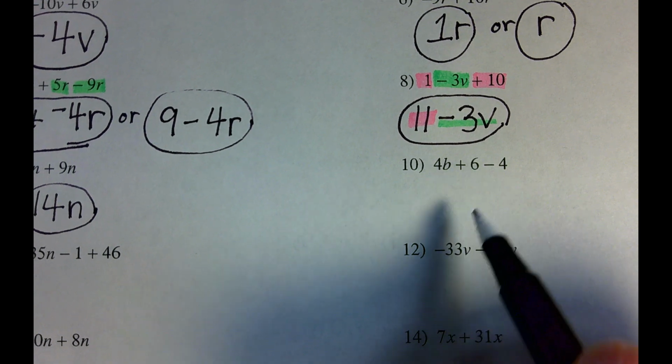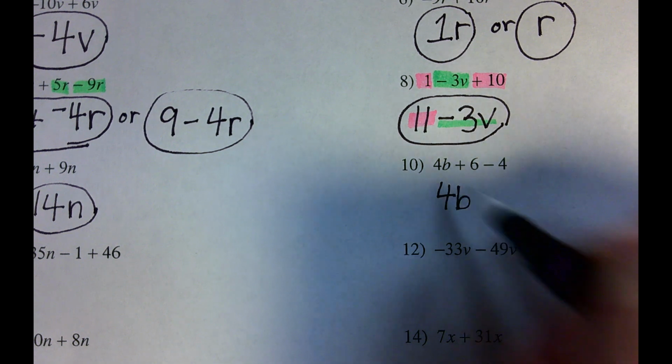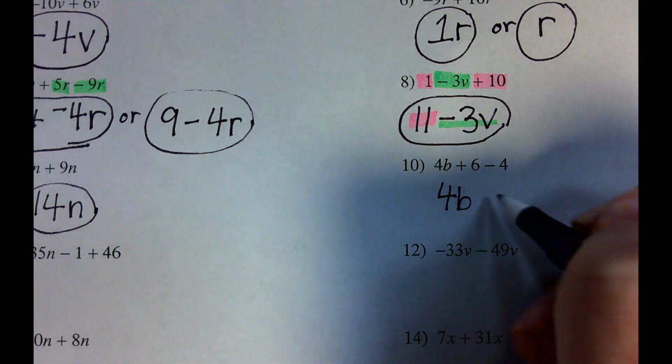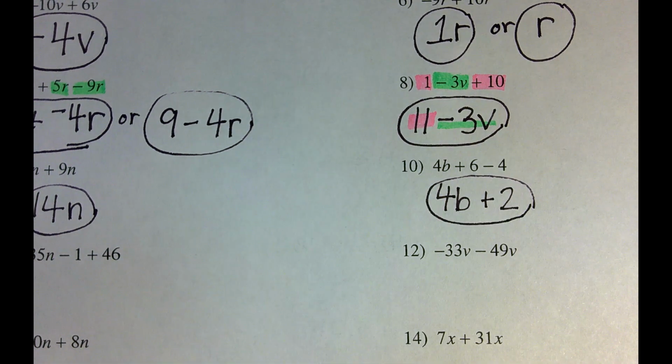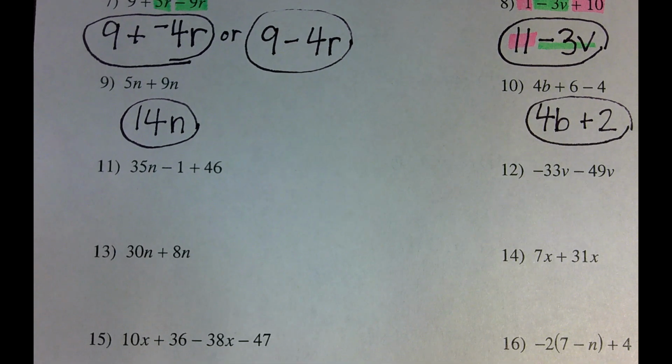4b plus 2. Yes, 4b. There's no other b's, so it stays the same. And then 6 minus 4 is 2. So 4b plus 2. Good. Okay, how about number 11?